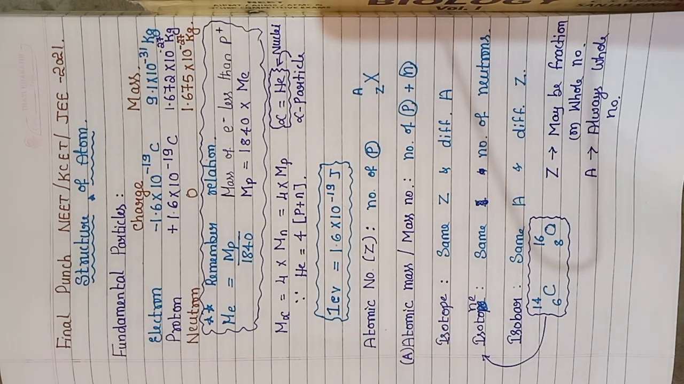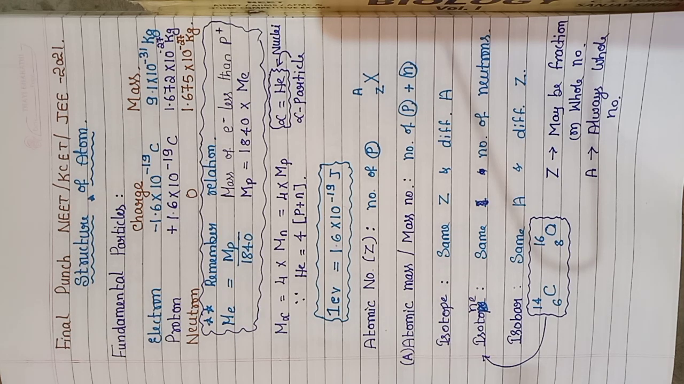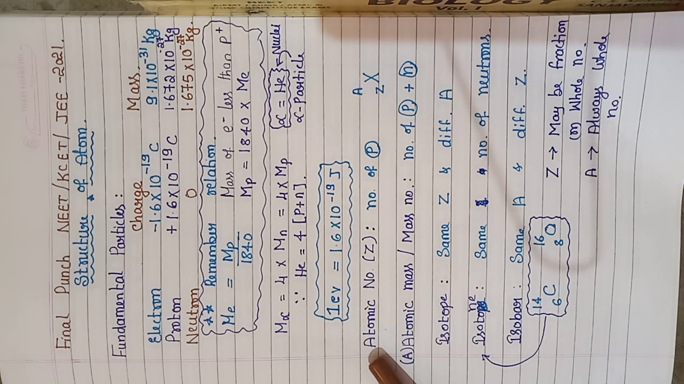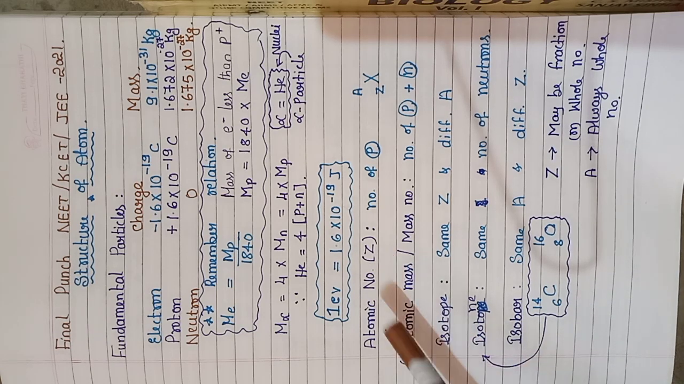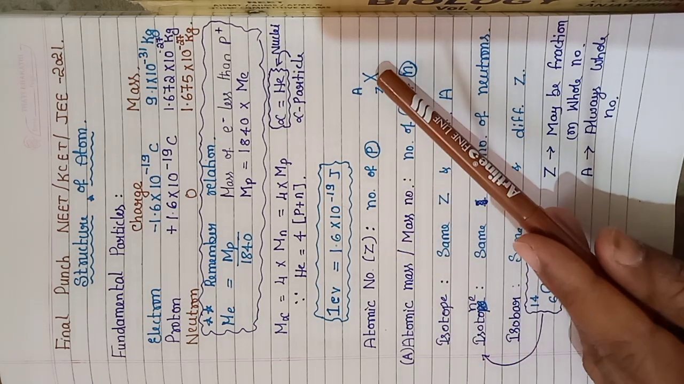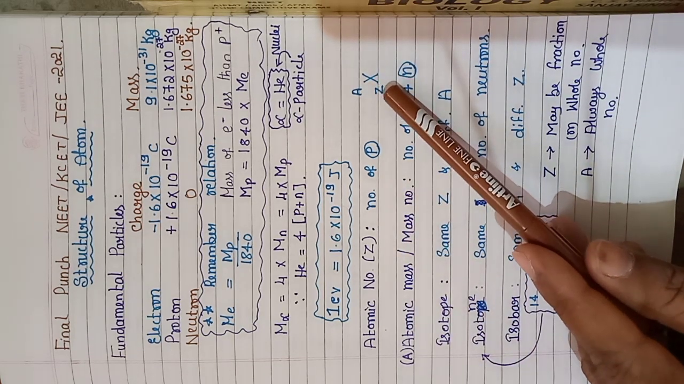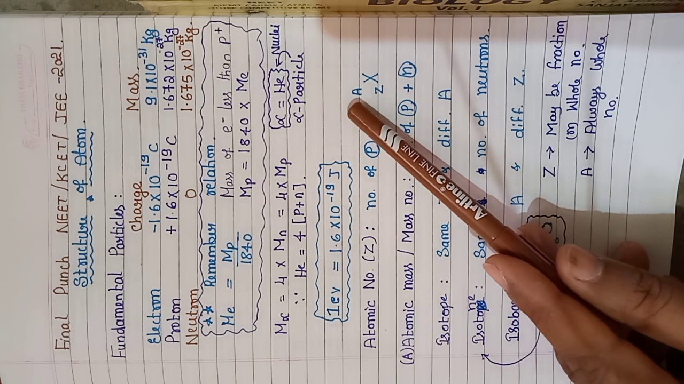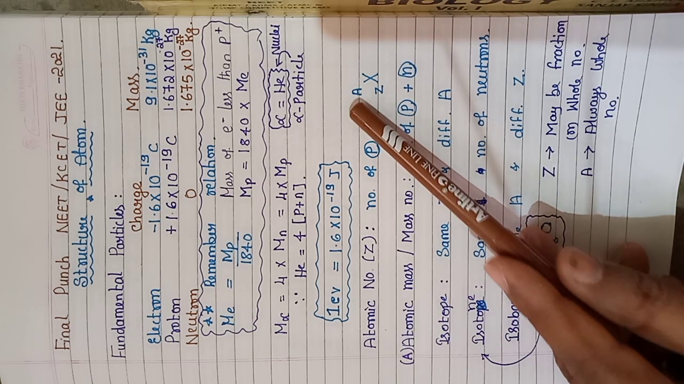Let us also revise some of the basic information about this chapter related to atomic number and atomic mass. Atomic number means number of protons present in the atom, or we can consider number of electrons also, represented by symbol Z, whereas atomic mass or mass number is the total number of protons and neutrons in an atom. If we consider X as an atom, at the subscript we represent atomic number, and at the superscript we represent atomic mass.